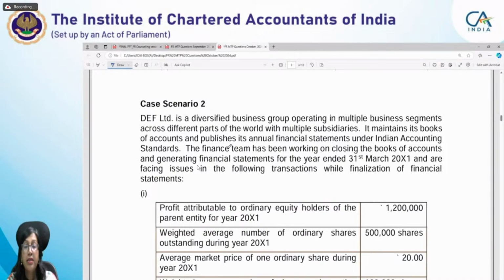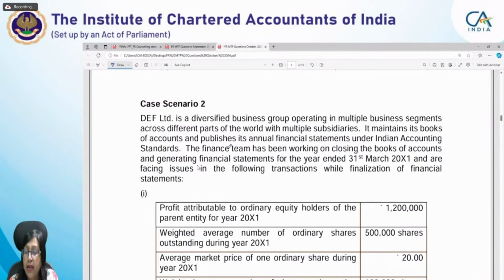DEF Limited is a diversified business group operating in multiple business segments across different parts of the world with multiple subsidiaries. It maintains its books of accounts and publishes its annual financial statements under Indian accounting standards. The finance team has been working on closing the books of accounts and generating financial statements for the year ended 31st March 2000X1 and is facing issues in the following transactions while finalizing the financial statements.